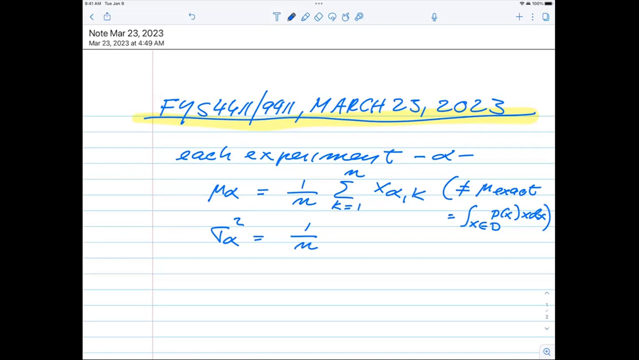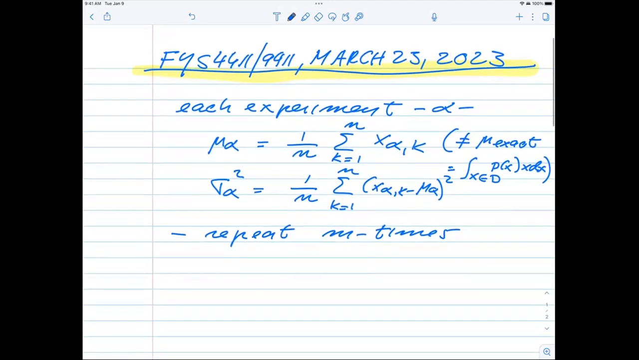And the variance is then given by the sum over k equal 1 up to n of the observation x alpha k minus this mu of alpha, squared. Then what we did next is that we repeat these experiments m times. So I'm just going to set up the equations here for you, which we derived last week. So if we now repeat this m times, we are going to get a mu of m.